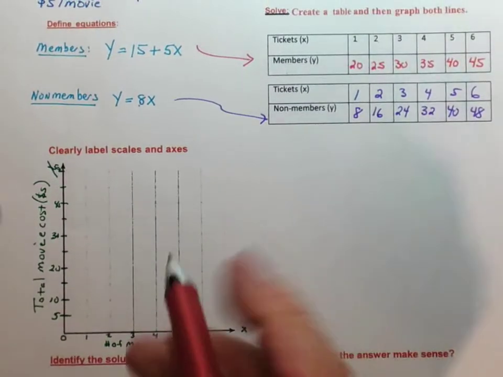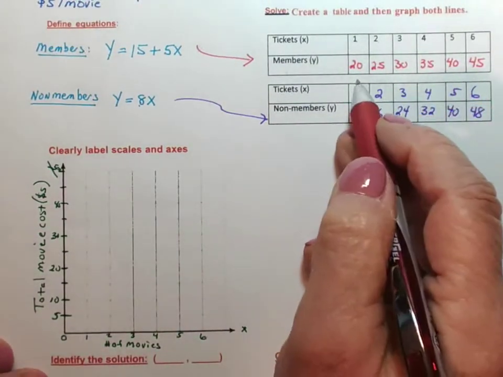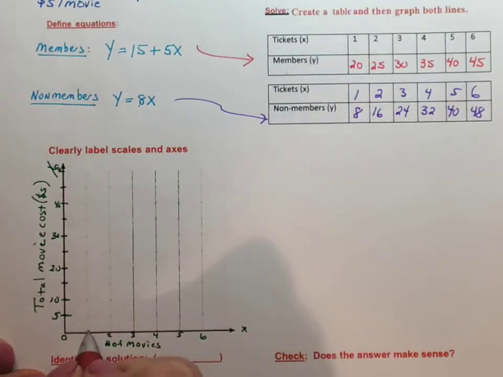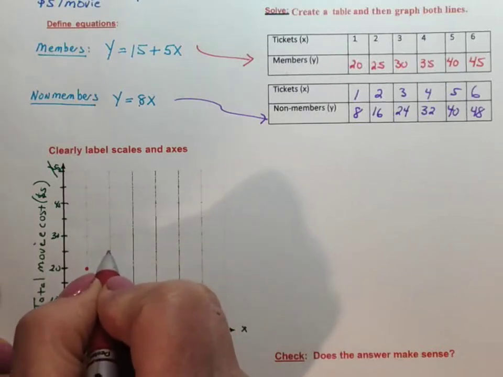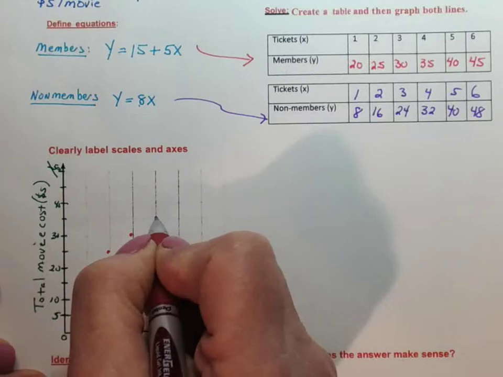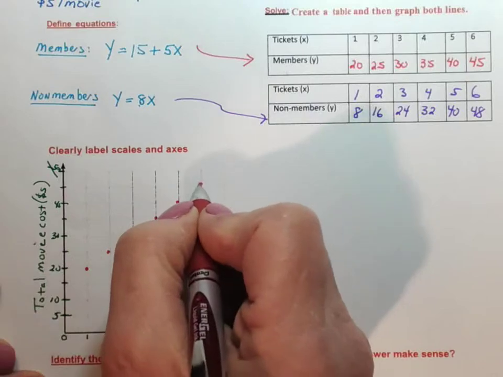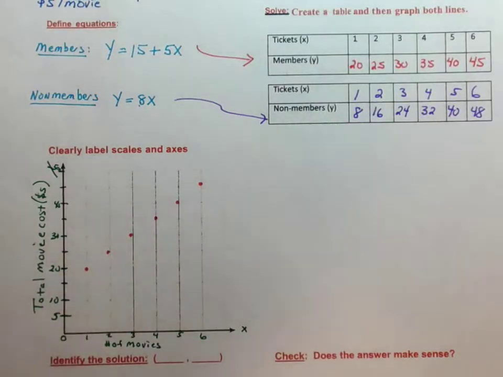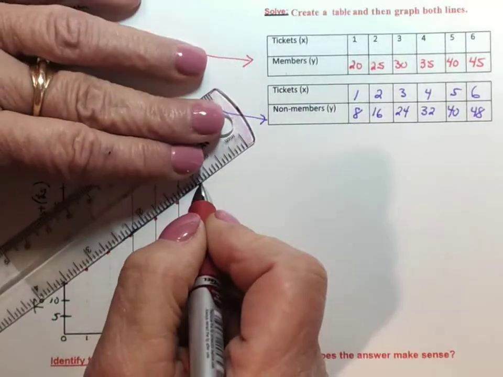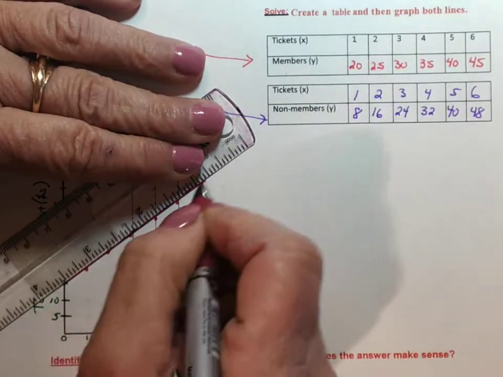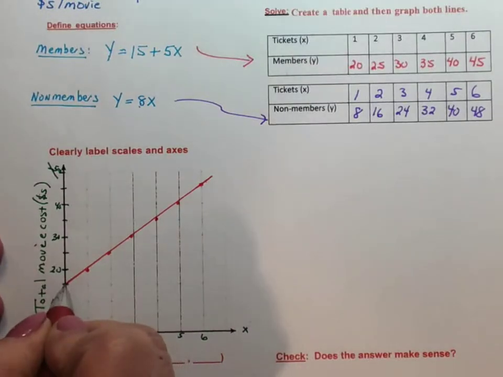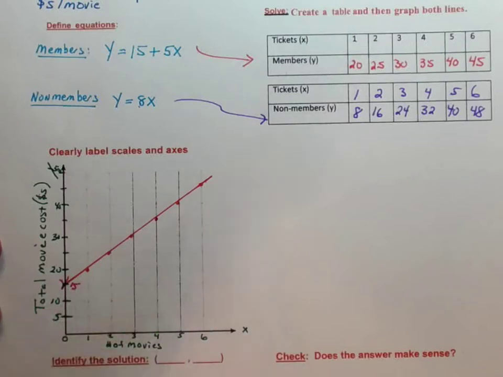and graph our members. So our members is at 1. Okay, one movie is $20, 2 movies is $25, and basically we're just going up by 5. 6 movies is $45. So now notice that this is the y-intercept, and if I didn't go to any movies, that would be $15.